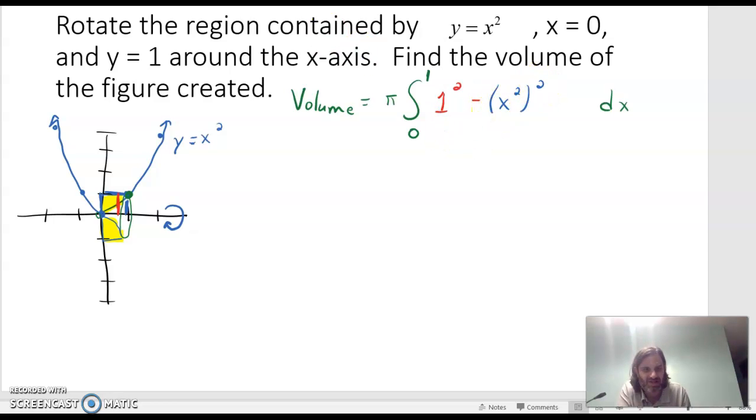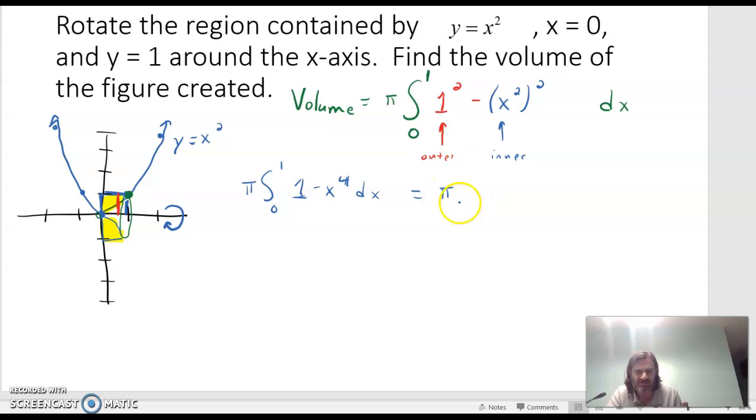So here I have the outer and I have the inner. Outer being a radius of 1, the inner being a radius of x squared. Both of those are going to get squared, so let's just roll with it and clean it up. So my integration is pi from 0 to 1 of 1 minus x to the 4th dx. That's really easy to integrate. So if we've set it up right, everything will work out really good.